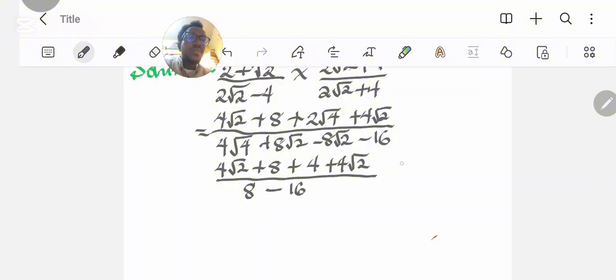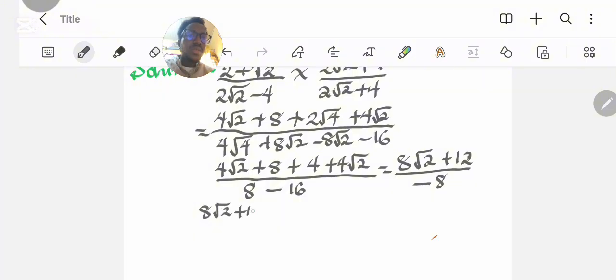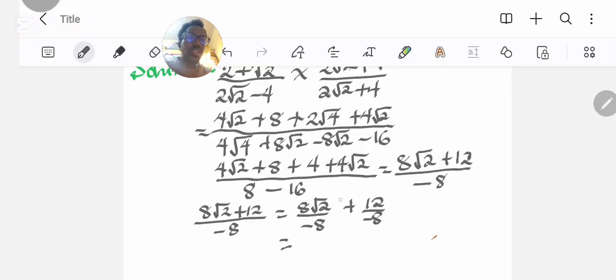That's minus 16. And if you look at this numerator, 4 root 2 plus 4 root 2, those are similar surds. That's going to give us 8 root 2. 8 plus 4 is going to give us 12. It'll give us 12 over 8 minus 16, which is minus 8. So we can then say 8 root 2 plus 12 over minus 8. Now this is the same thing as 8 root 2 over minus 8 plus 12 over minus 8. So what we've just done is to split it out.